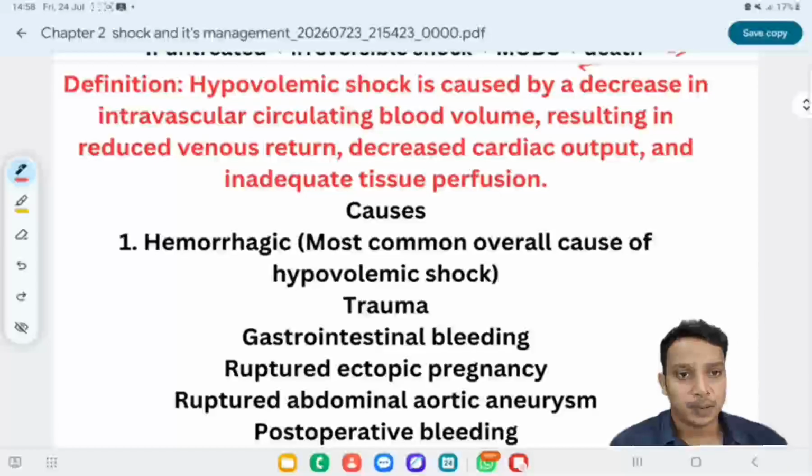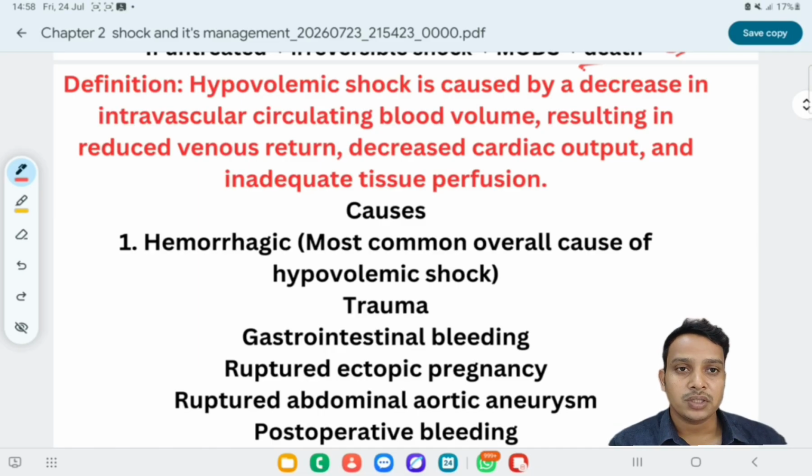So in hypovolemic shock there is a decrease in the intravascular volume, but our cardiac pump is functioning properly. Causes are either hemorrhagic or non-hemorrhagic. Hemorrhagic is the most common cause. Hemorrhage could be due to trauma, operative surgery, gastrointestinal bleeding such as esophageal varices, and also a ruptured abdominal aortic aneurysm.